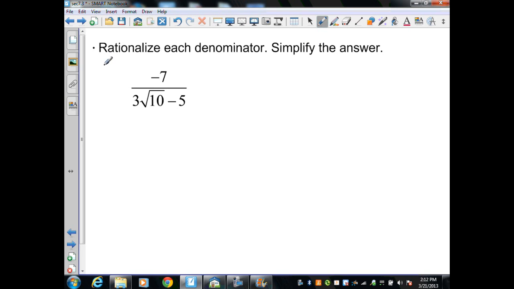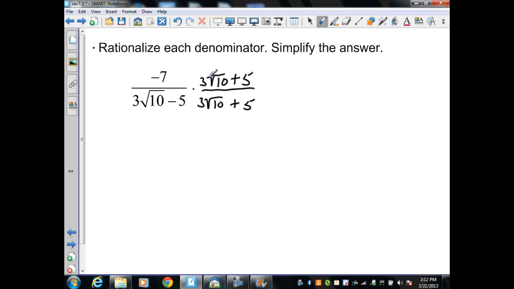Here's a complete example. They want me to rationalize each denominator and simplify the answer. I have a radical expression in my denominator, so to simplify this, I need to rationalize, or in this case, I need to multiply the numerator and the denominator by its conjugate. And we know the conjugate is the same expression, but I just changed the sign. So it's 3 square roots of 10 plus 5. And I also multiply the numerator by that same expression, 3 square roots of 10 plus 5. Multiply the top and bottom by the conjugate.